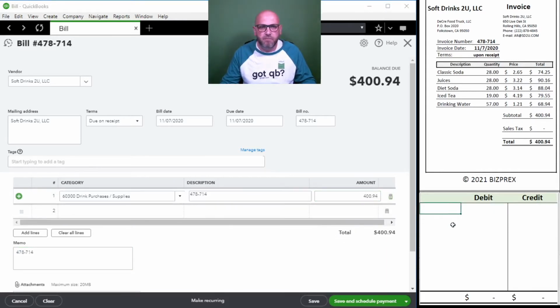Alright, same thing, right? But let's switch it up. Expenses going up, expenses go up when they are debited. What else is happening? Accounts payable is going up. Accounts payable is a liability, it goes up when credited. Here it is, debits and credits are in balance. This amount right here, it's a debit to this account, and this amount right here, it's a credit to 2,100.